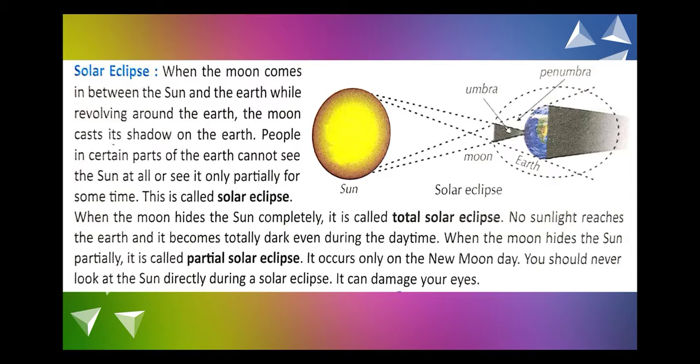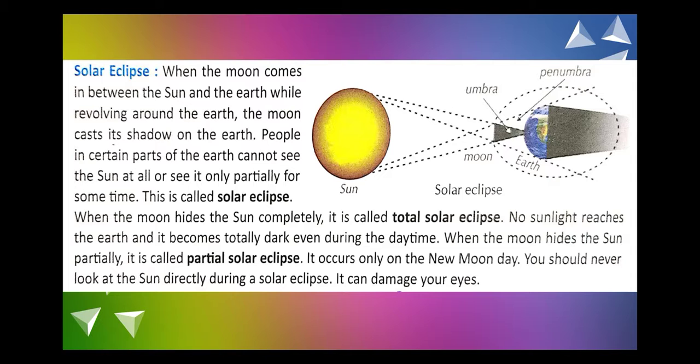Now, when the moon hides the sun partially, meaning when the moon comes in between the sun and the earth and it hides the sun a little bit, it is called a partial solar eclipse. It occurs only on the new moon day.